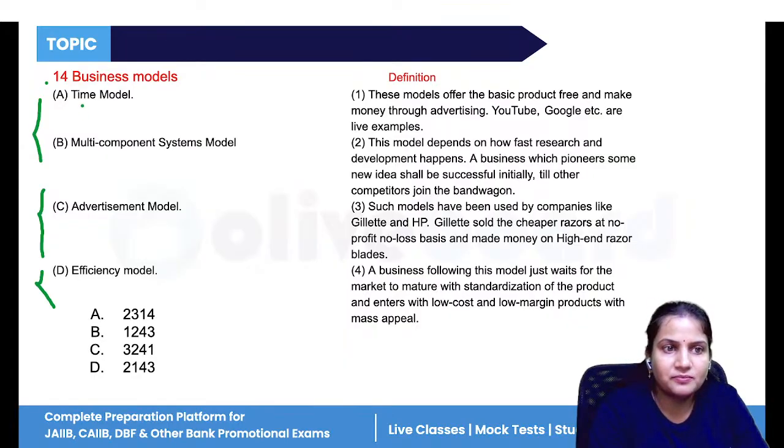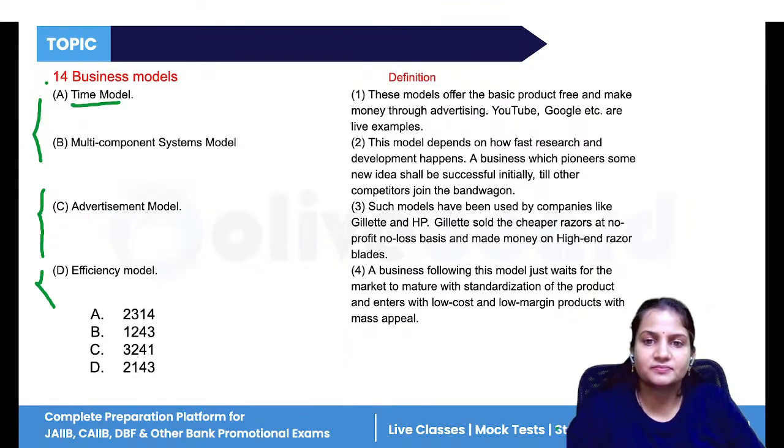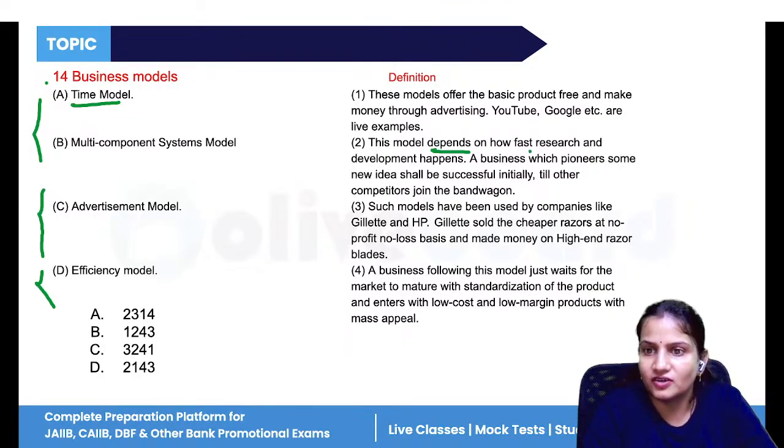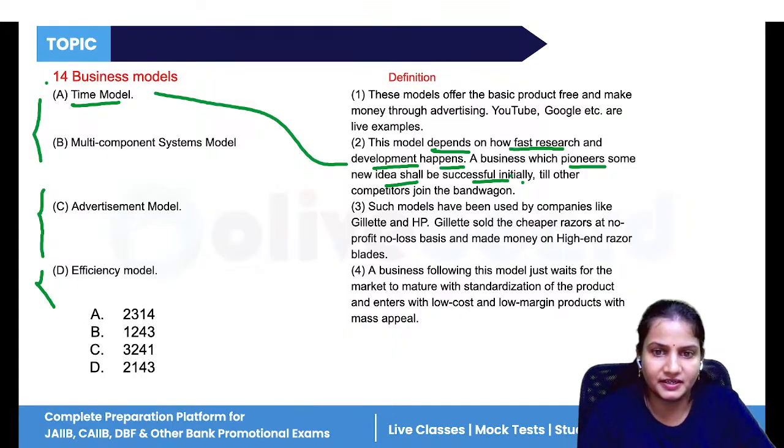So what does the time model say? This model says that the business should have a new idea. Then how fast the business can do R&D, how fast it can always stay ahead of the competitor. So the time model depends on how fast research and development happens too. A business with pioneers, some new ideas shall be successfully implemented initially.